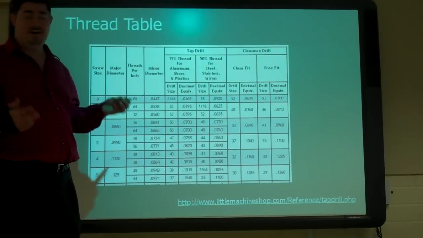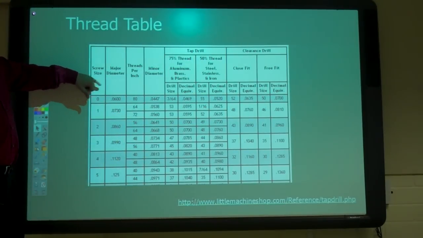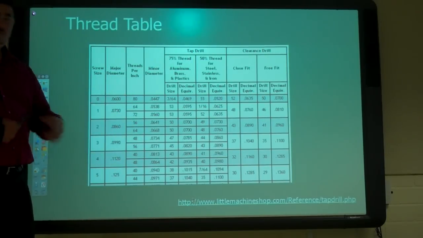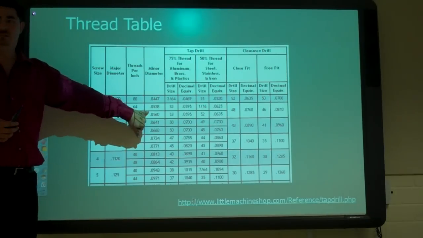Which one you go to doesn't really matter. This one I like because it has the size, the major diameter, your threads per inch, and it'll show you the coarse, the fine, the extra fine. It'll actually tell you what the minor diameter is.